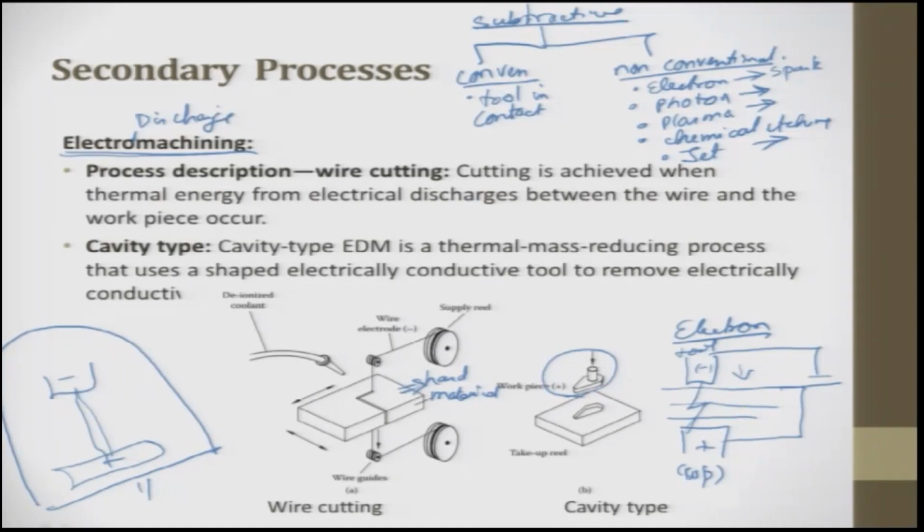Okay. So, here wire is used, I have explained all these things. So, cavity cut, or it is otherwise called die sinking, and people start machining it.